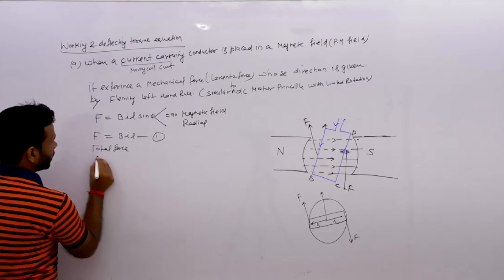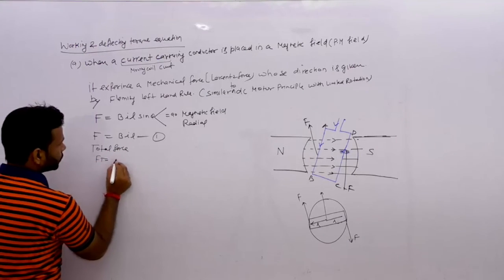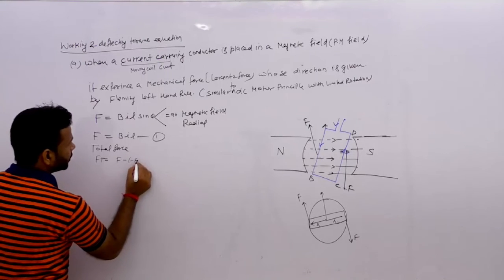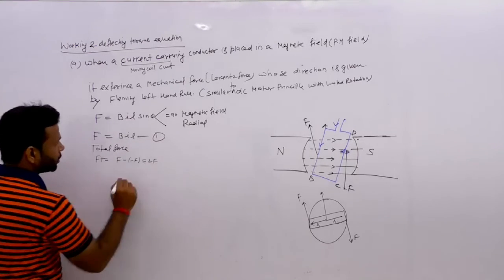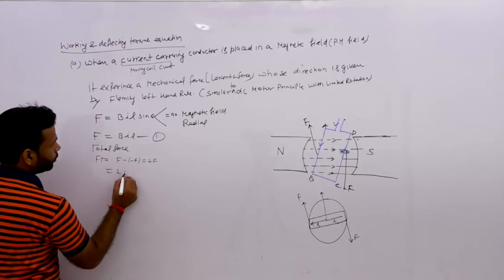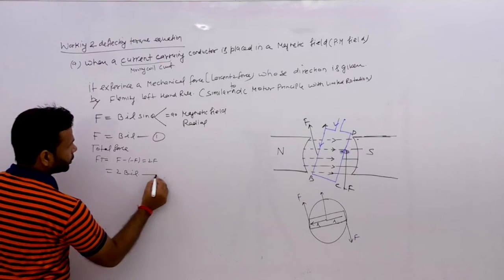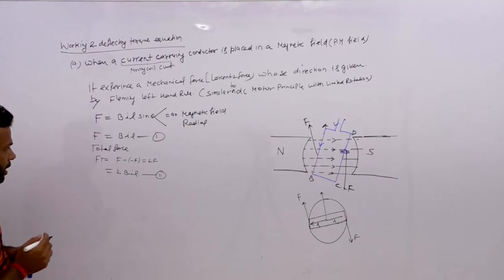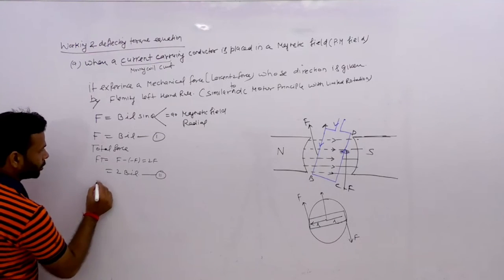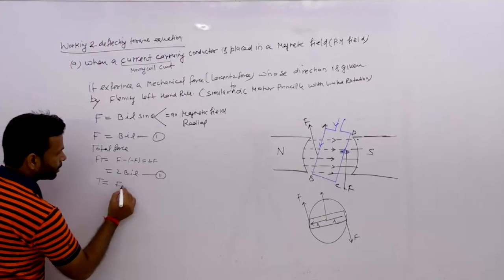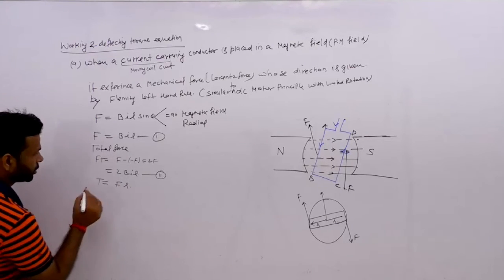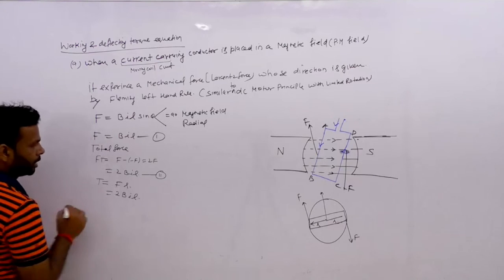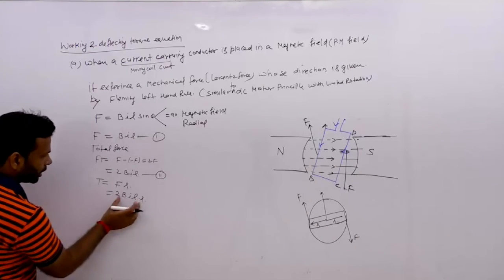Now if you take the total force, the resultant force is F minus F, that is 2F. So from the first equation, just put this value 2 into BIL, that is equation number 2. ठीक है यहाँ तक? So it is 2BIL. Now torque is what? Torque is F into r. So it is 2BIL into R. Now just take 2R common.